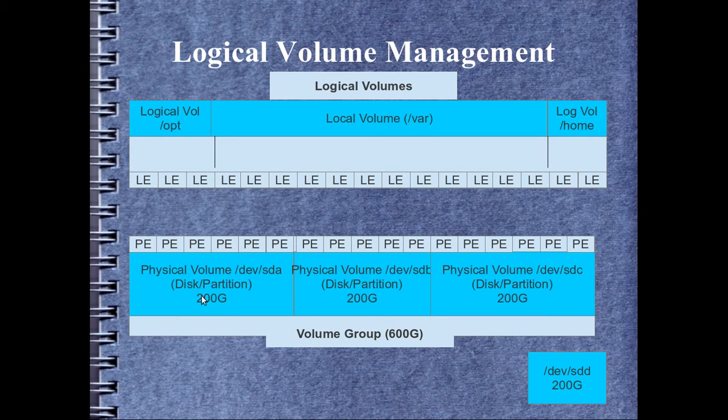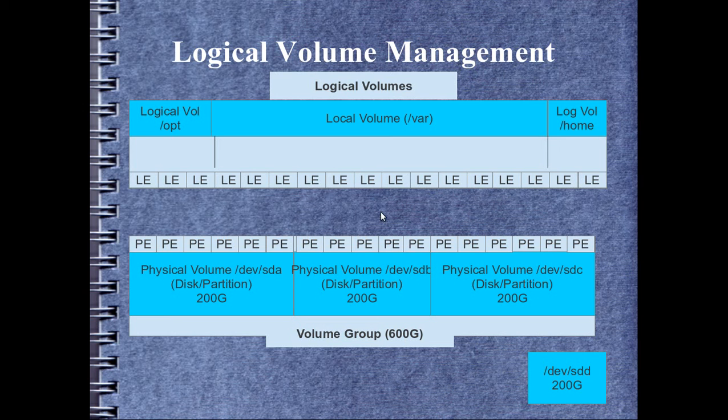Okay, in this example, we have three 200 gigs of hard disk. First, we create a physical volume on it, physical volume on the second disk, and the third disk. Now, after you have created physical volumes on these disks, they are ready to be added to a volume group. So you add these three physical volumes to a volume group. So finally you have a volume group or a virtual disk which is visible as 600 gigs.